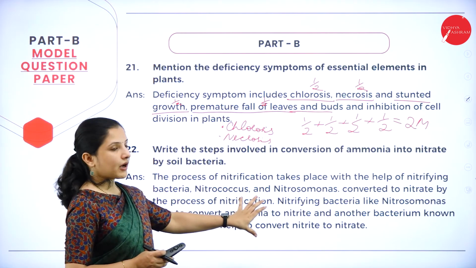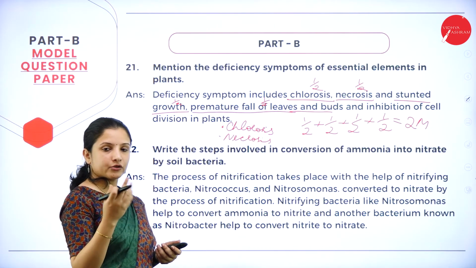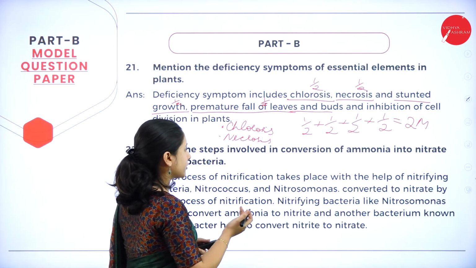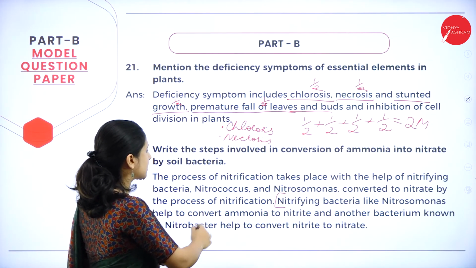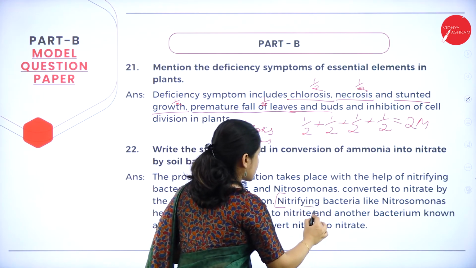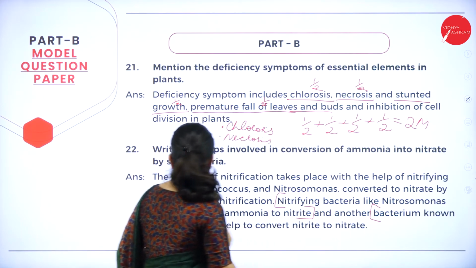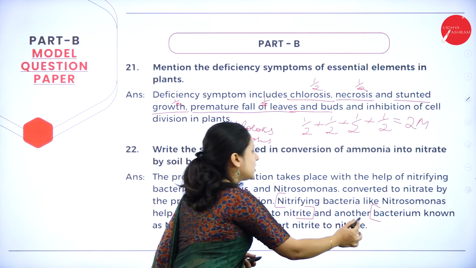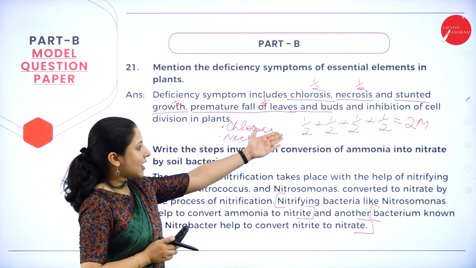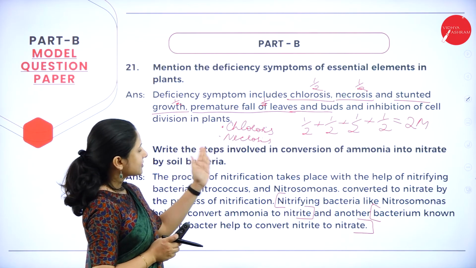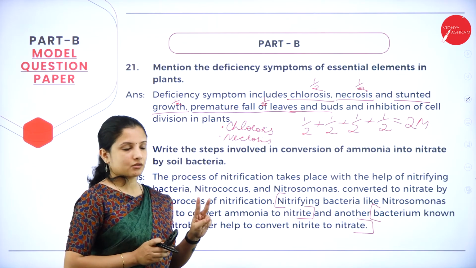I've put it in the form of a paragraph. It's not looking that good, right? So you can write it in 2 points here. One point: nitrifying bacteria like Nitrosomonas help to convert ammonia to nitrite. That is 1 point. Then you can write: bacteria known as Nitrobacter help to convert nitrite to nitrate. Answer is got, because what was the question they asked? They asked: write the steps involved in conversion of ammonia to nitrate. If you write the steps, 2 steps here.